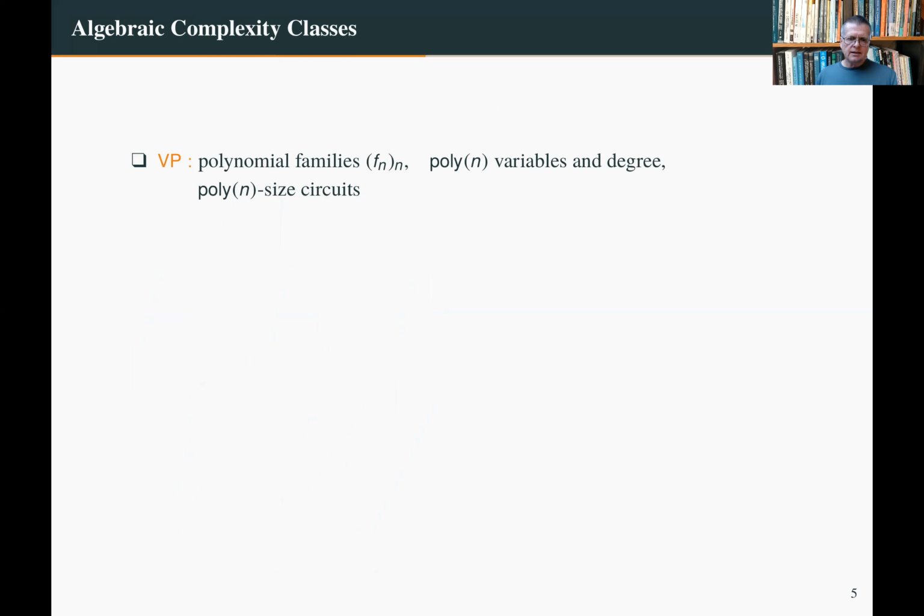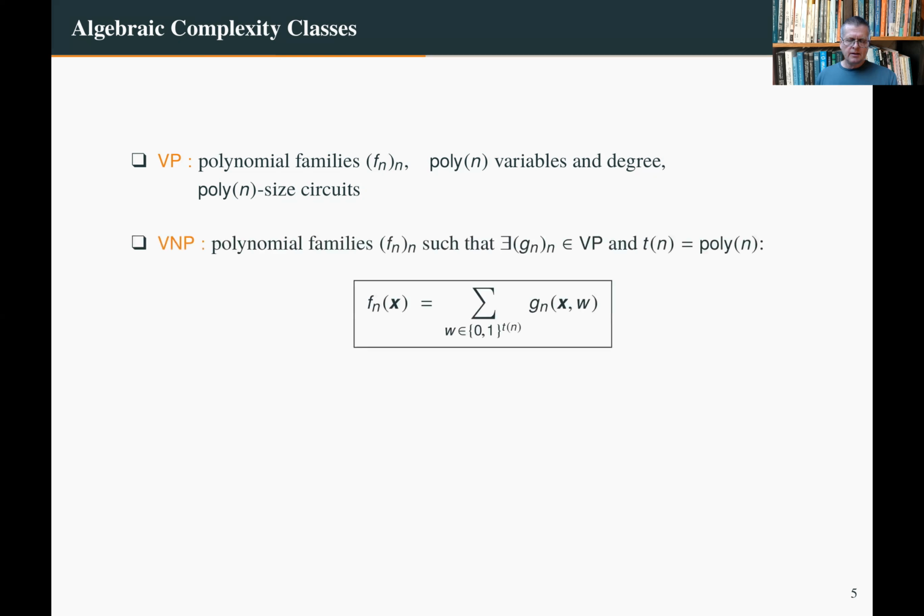Complexity classes based on these circuits were defined by Valiant. So VP is all polynomial families that can be computed by polynomial size circuits. It is somehow the analog of the Boolean class P, polynomial time. And similarly, VNP is the arithmetic analog of the Boolean class NP. It's defined as exponential sums of VP functions.